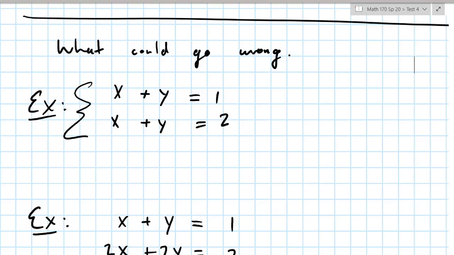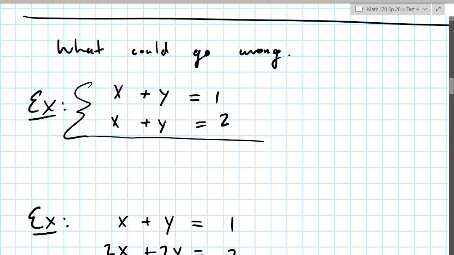What are some types of problems that we could run into where we get unexpected results? That is, what could go wrong? So in this first example, you have x plus y equals 1 and x plus y equals 2. If we use the elimination method, we need one of these variables to cancel out with the other variables. So it'd be great if we took the second equation and multiplied the whole second equation by a -1.